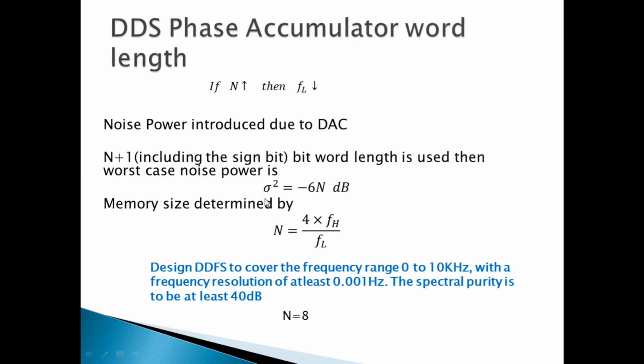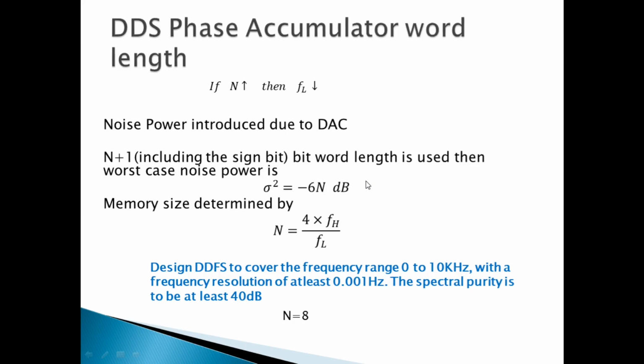Because the memory size, if you are designing a DDS, you would want to generate a certain band of frequencies from FL to FH, and you are to decide whether or not to take a certain number of bits as the size of the phase accumulator. So all that you need to understand is that you need to take into consideration the noise power. So the power budgeting comes into picture. So you're looking for a certain amount of spectral purity, and that has to be taken into consideration.